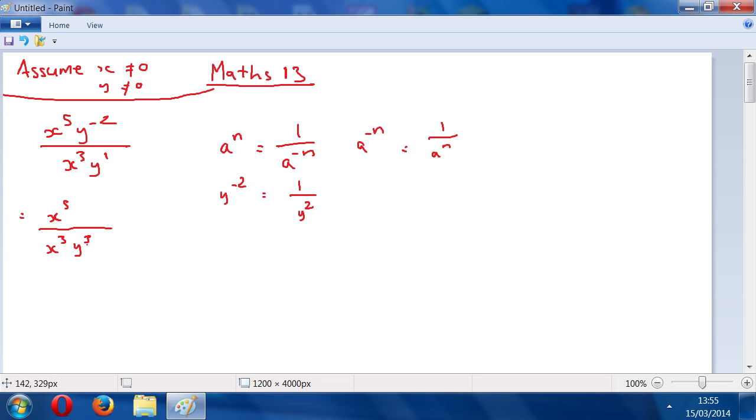All right, and then what is the other rule I could put in here is this one. So say a to the m over a to the n. Let me just write this bit out again. Times 1 over a to the n.